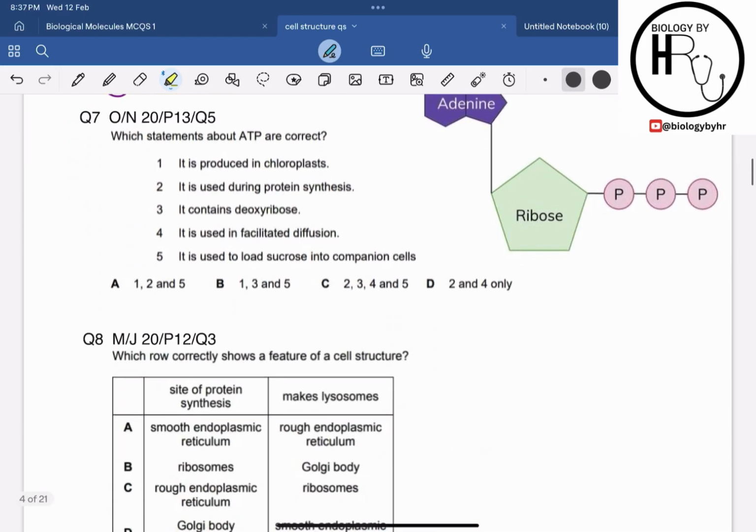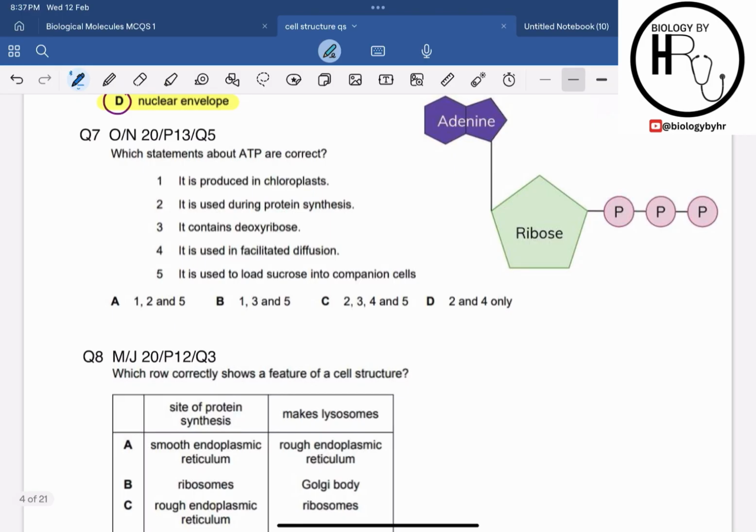Now let's move on to question number 7. Question number 7 is from October-November 2020, paper 1-3, question 5. It says that which statements about ATP are correct? We know that ATP is the energy currency of the cell, right? Energy currency of the cell. It is the primary source of the energy in our body. Then statement 1 over here says that it is produced in the chloroplast.